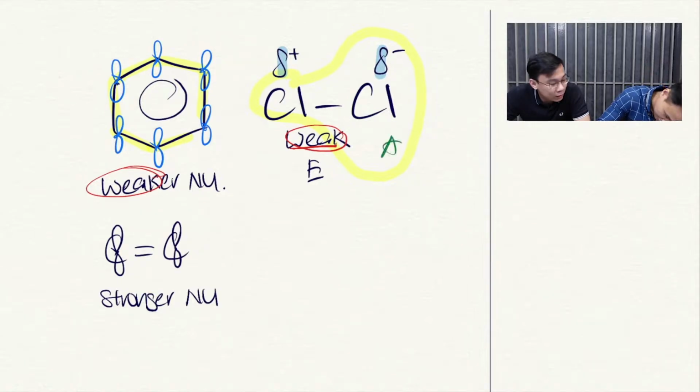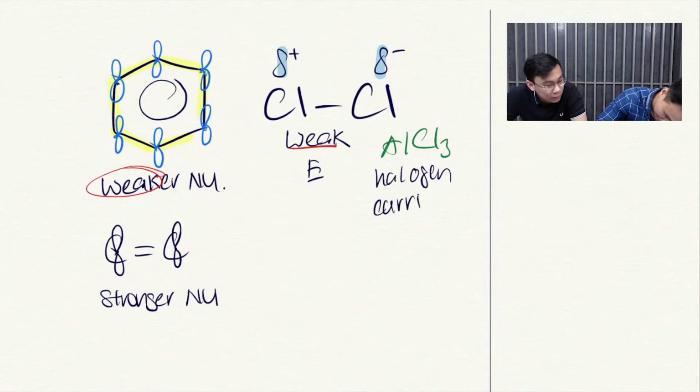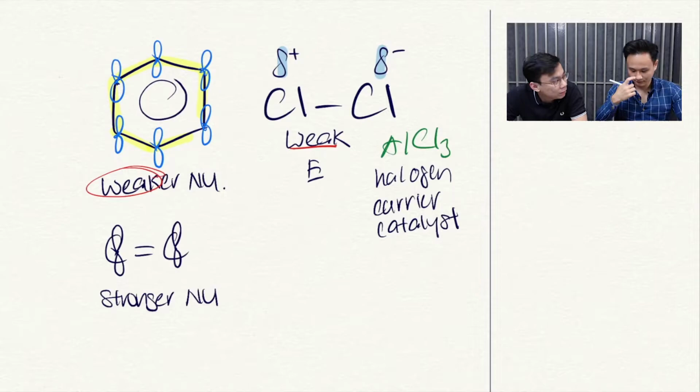AlCl3. Okay, AlCl3. Now, I'm going to write this down here with you guys. Let me clean things up a bit. Halogen carrier catalyst. Now, as the name implies, right, Yap Chen? What does halogen carrier catalyst mean? Catalyst. Okay, yep, it's a catalyst. Yes, but it carries away the... Halogen. Exactly, right? So halogen carrier means it carries away the halogen.